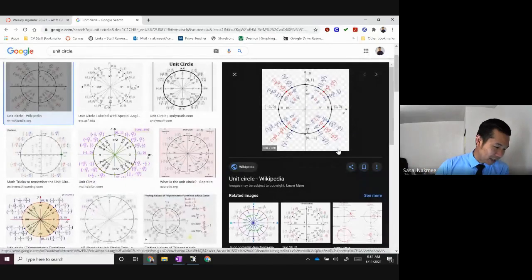So it's this guy right here. If you're looking at something like this, the x values are your cosine values. So this right here is saying cosine of pi over 6 is equal to the square root of 3 over 2. Cosine of pi over 4 is equal to the square root of 2 over 2. Cosine of pi over 3 is equal to 1/2. And then the y values are your sine values. And you're supposed to know these from 0 all the way around to 2 pi.